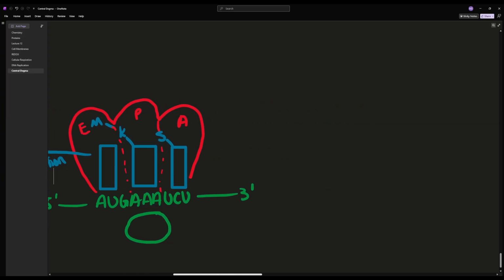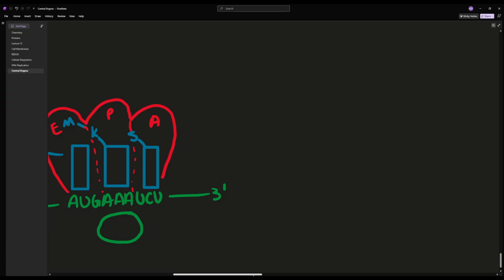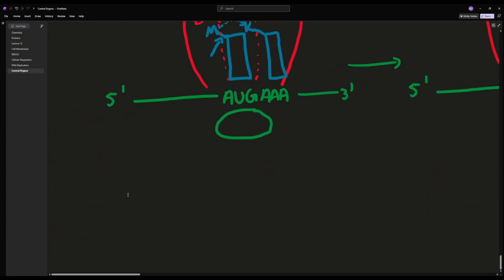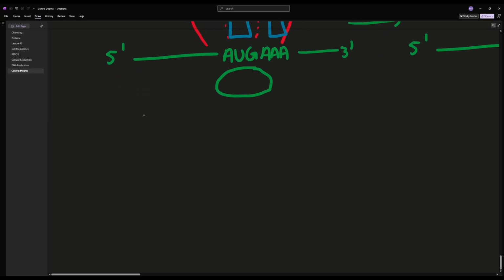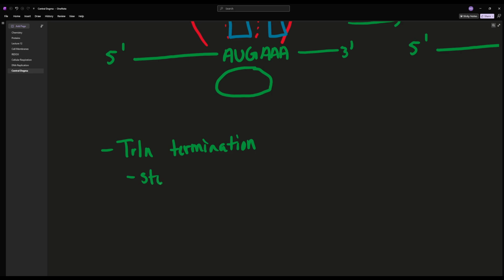All right, this happens until we get to a stop codon. So this here is translation termination. At these stop codons, once again, you don't need to memorize them, but if you're curious, the stop codons are UGA, UAA, and UAG.